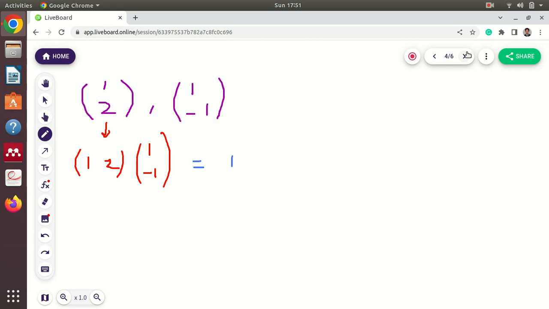So first element of this, here 1 into 1, okay, and then in between there will be a plus sign. So then 2 into minus 1. So you can easily calculate this. This is 1 and this is 2 into minus 1, which means minus 2. So 1 minus 2 is minus 1, right? So the inner product of these two vectors is minus 1. I will take one more example which will contain some complex numbers.